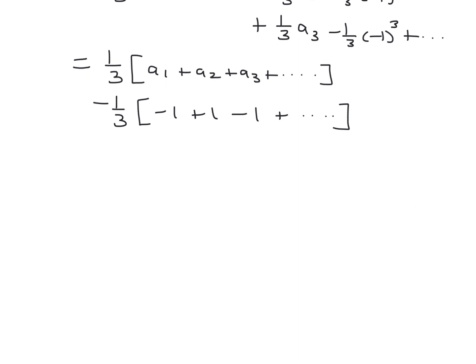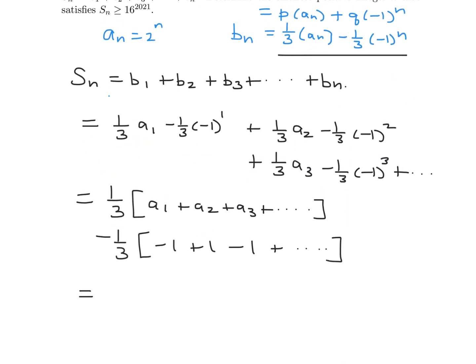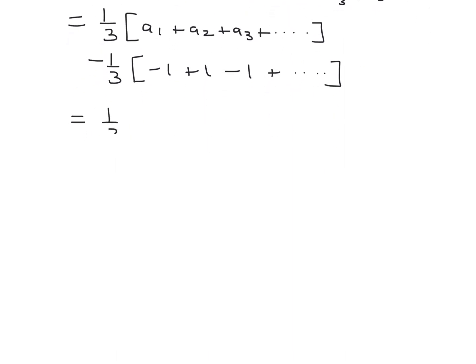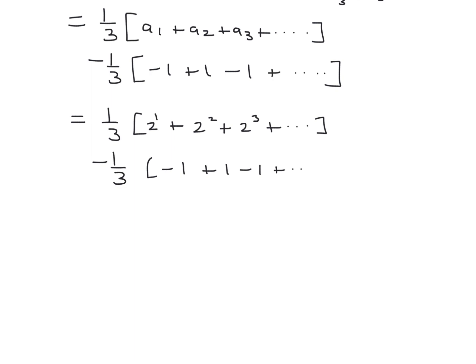Yeah. Okay, well, the a's we know. Actually, we did need to know this. It's just powers of 2. So it's going to be 1/3 times 2 plus 2 to the power of 2 plus 2 to the power of 3, ... like that. And then minus 1/3. This one, I don't think there's much I can do other than just writing it out again. Okay, so now, what do we do now?